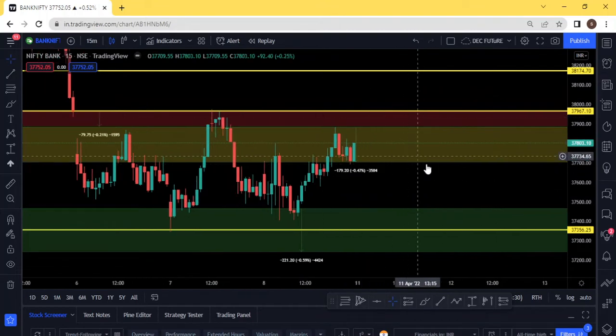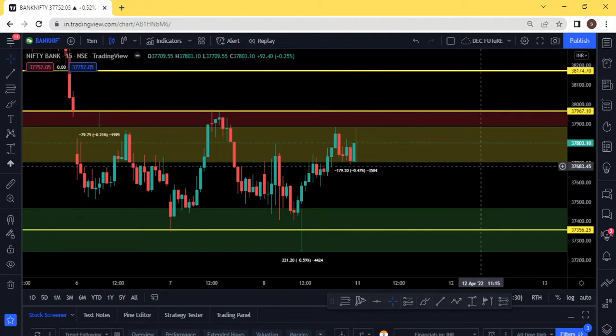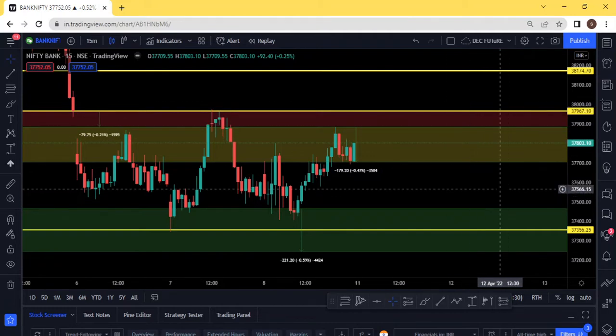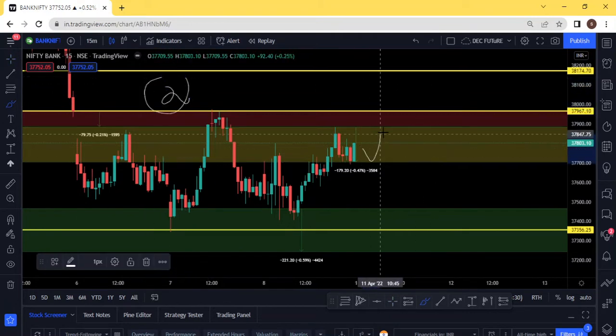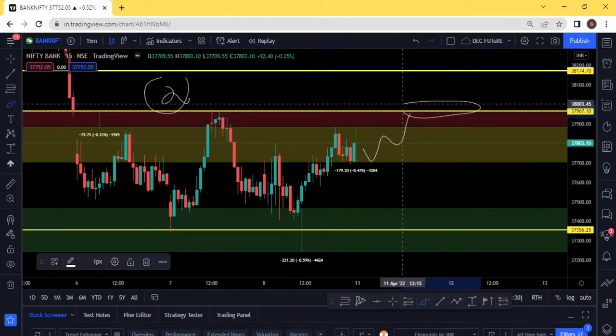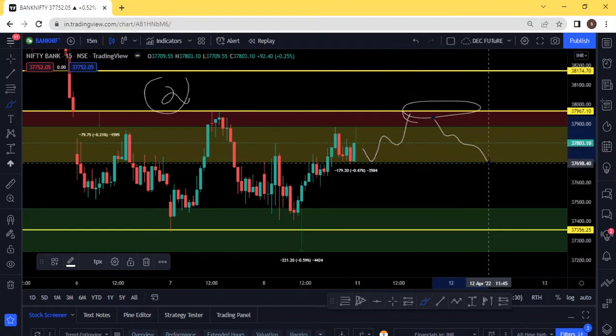If the price opens in this zone and takes a kind of negative impact here around 37,962 or 38,000 levels, we will look forward to shorting the market. That becomes our second trade. Trade number 2 is if price goes here and then at this level, if it gives us a kind of confirmation, we will take a short trade in the market.